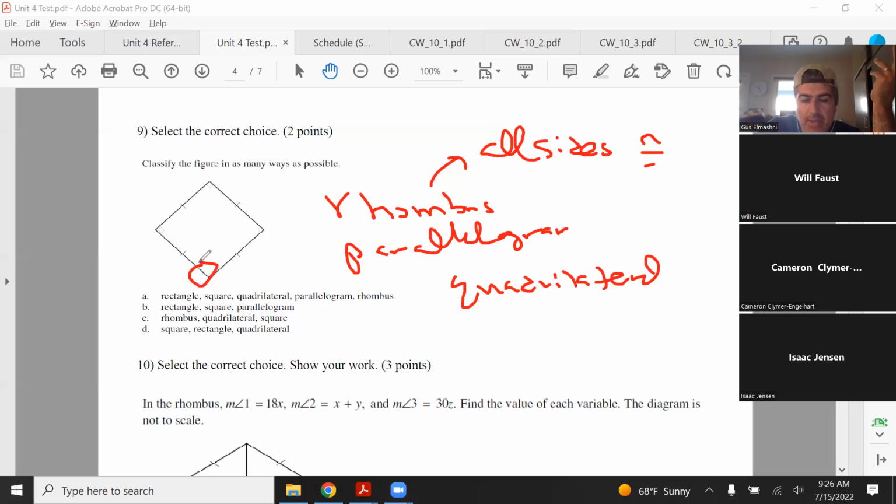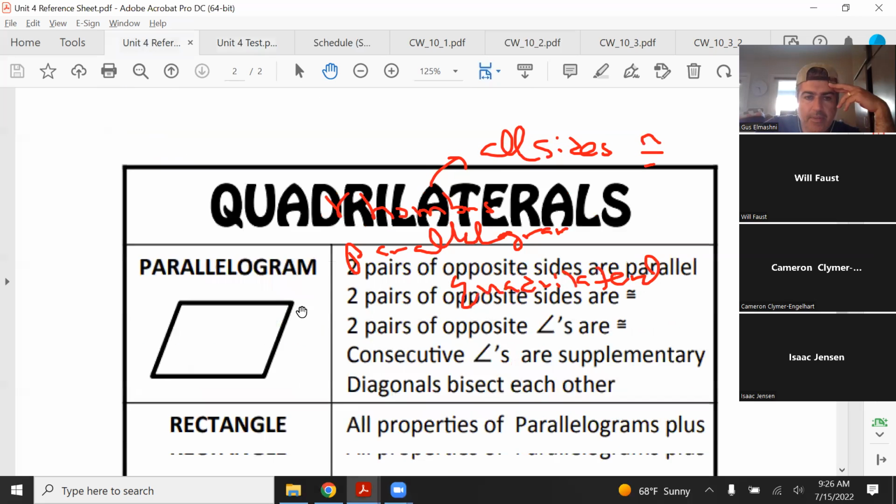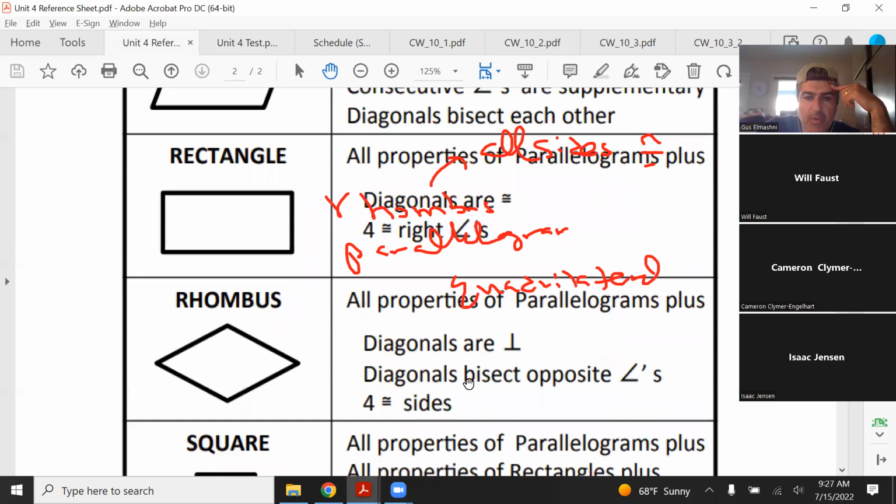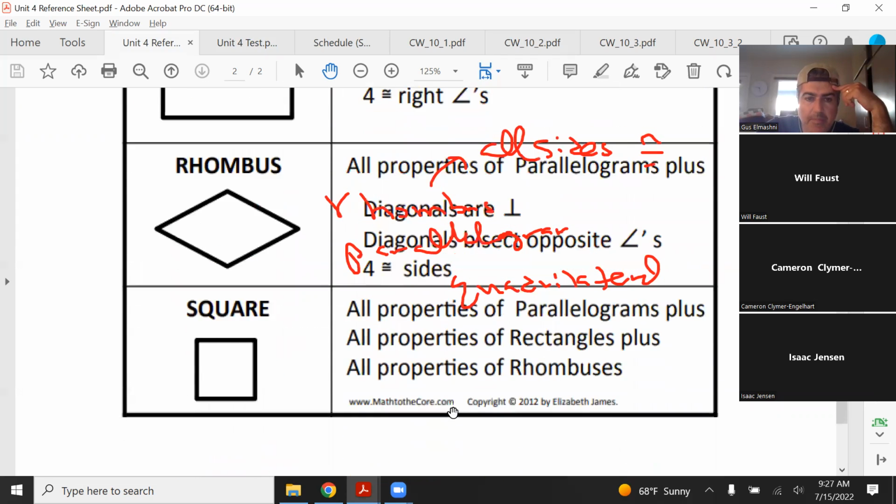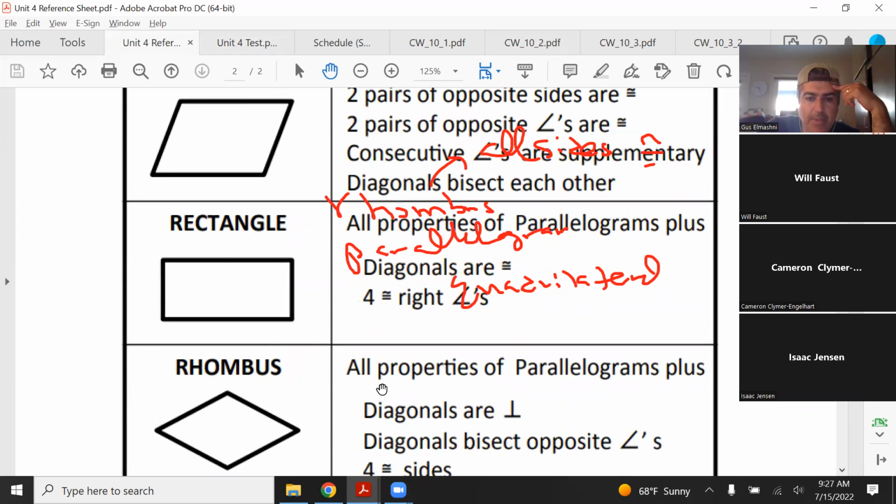Because I don't know what's going on with these angles here. I have no idea. So I can't really say, could it be a rectangle or square? It could be, I don't know, because I don't know anything about these angles here. And so we look at the reference sheet. Yeah, obviously, you do have 2 pairs of opposite sides that are congruent, so that's good. You do have all 4 sides are the same, that's good. And it's 4 sides, but I can't really say much more than that.